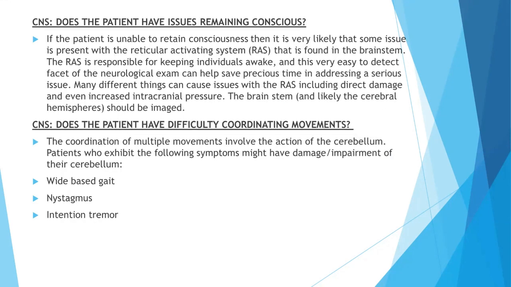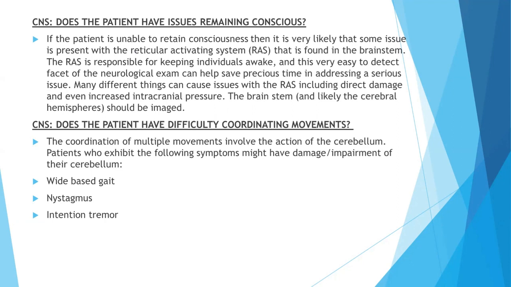CNS. Does the patient have issues remaining conscious? If the patient is unable to retain consciousness, then it is very likely that some issue is present with the reticular activating system that is found in the brainstem. The RAS is responsible for keeping individuals awake, and this is very easy to detect. This part of the neurological exam can help save precious time in addressing a serious issue. Many different things can cause issues with the RAS, including direct damage and even increased intracranial pressure. The brainstem and likely the cerebral hemispheres should be imaged if there is an issue with remaining conscious.